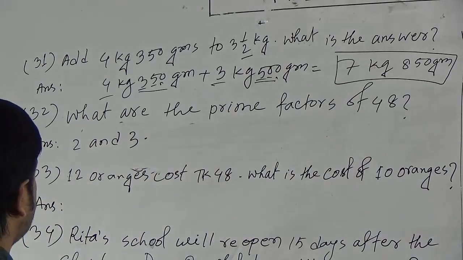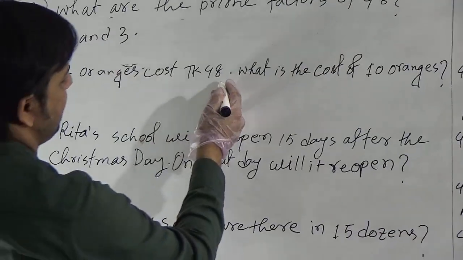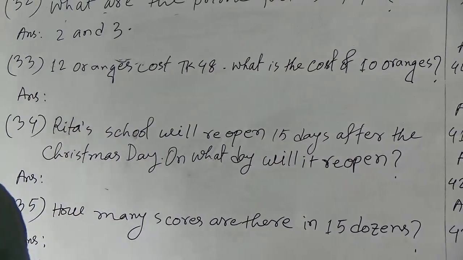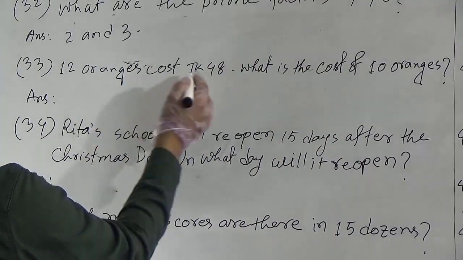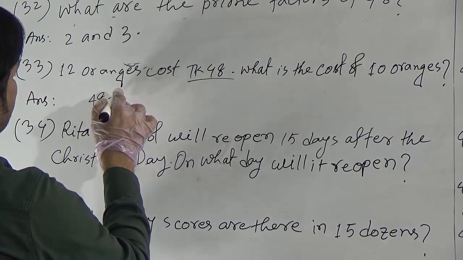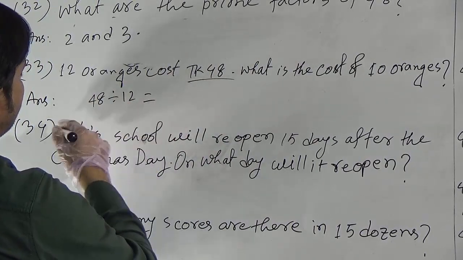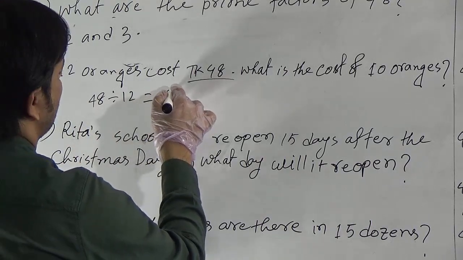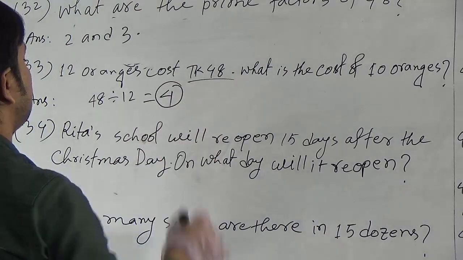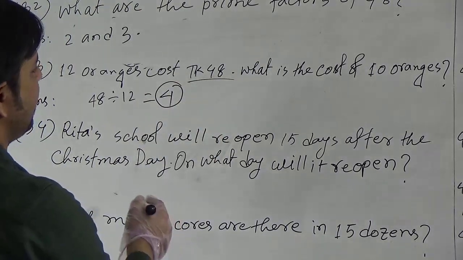Question 33. 12 oranges cost 48 taka. What is the cost of 10 oranges? At first we have to find the cost of 1 orange. As 12 oranges cost 48, we have to divide 48 by 12. If we divide, we will get 4. 4 taka is the cost of 1 orange.